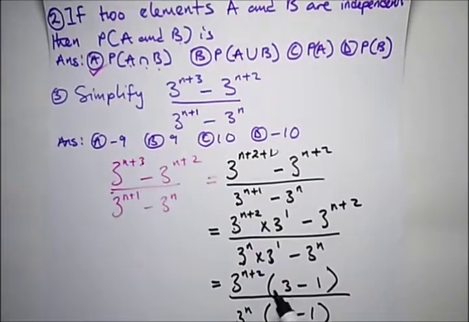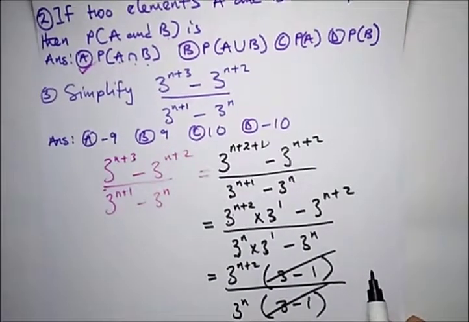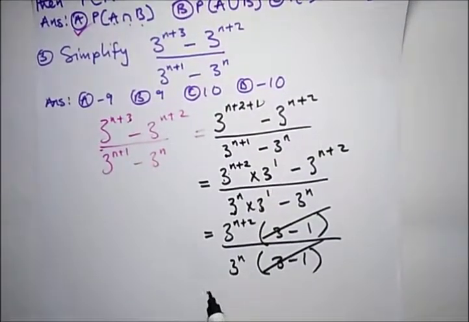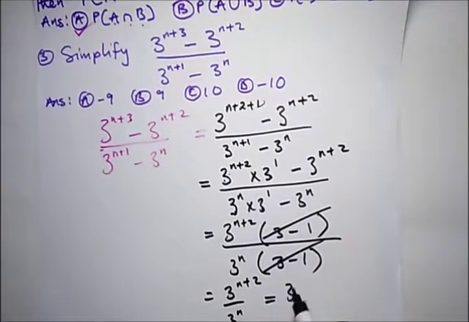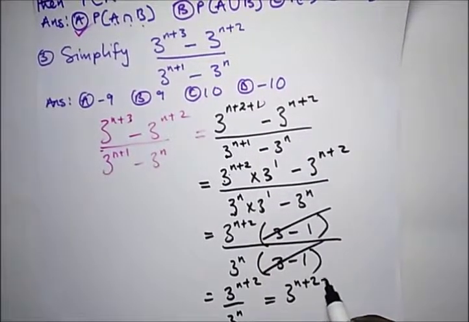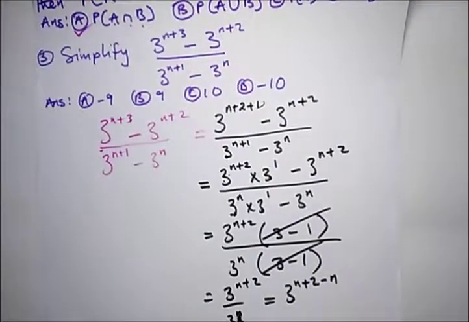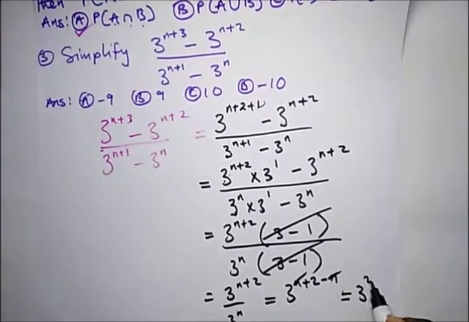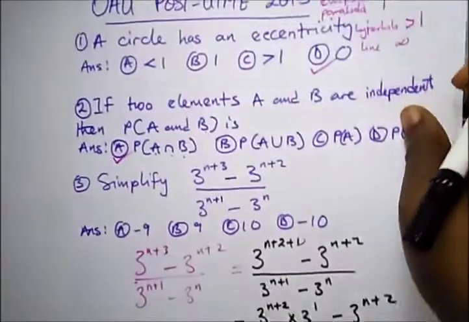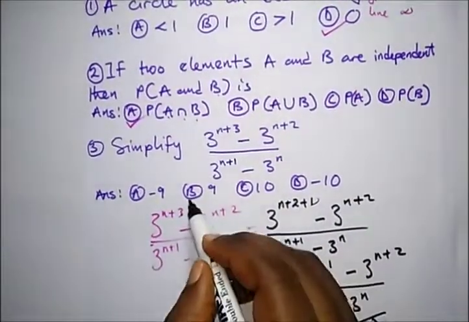So here, this will cancel out, and what are we left with? We are left with 3^(n+2) over 3^n, which is equal to, since these are the same base, 3 raised to n plus 2 minus n. Remember our indices, our power, since division, this will be a minus. So this will cancel, and we're left with 3 raised to power 2, and 3 raised to power 2 is equal to 9. What's our right option here? Our right option is option B.